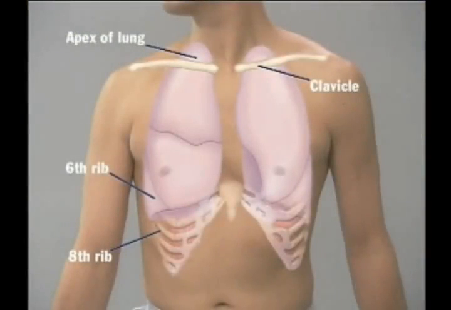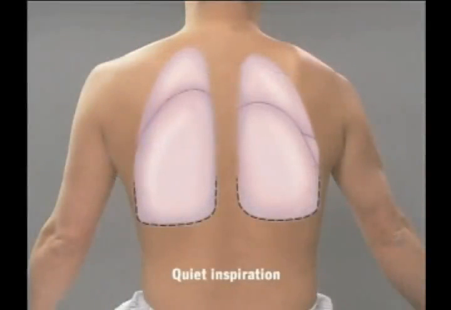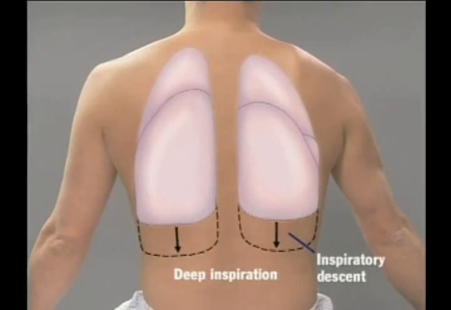When examining the chest, it's helpful to visualize the underlying lungs and their lobes. Anteriorly, the apices of the lungs usually rise 2 to 4 centimeters above the inner third of the clavicle. The inferior border of each lung crosses the 6th rib in the midclavicular line and slopes downward, crossing the 8th ribs in the mid-axillary line. Posteriorly, the lungs extend from above the scapulae to about the level of T10 on quiet inspiration and to T12 on deep inspiration.